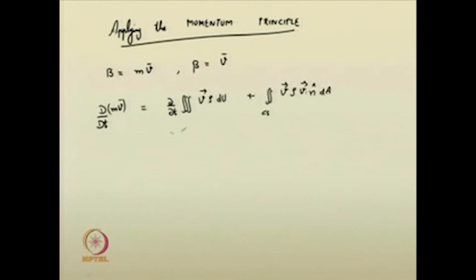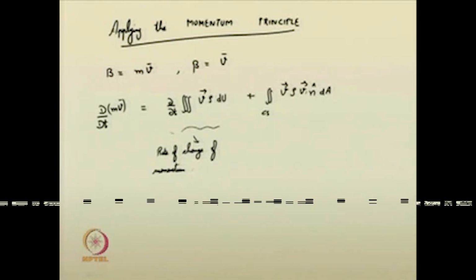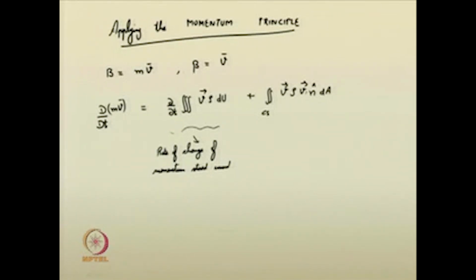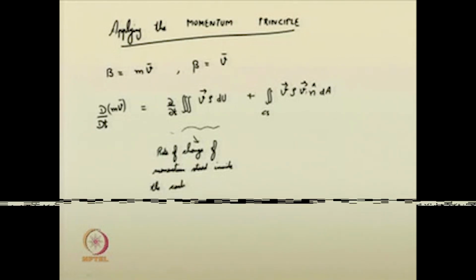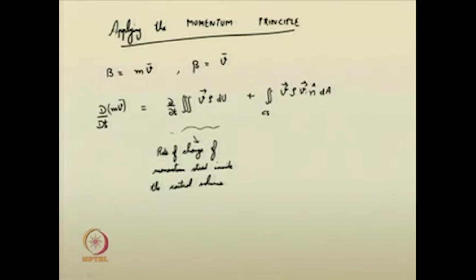So, the first term shows the rate of change of momentum stored inside the control volume, right, and this term shows the net outflux of momentum across the control surfaces of the volume.